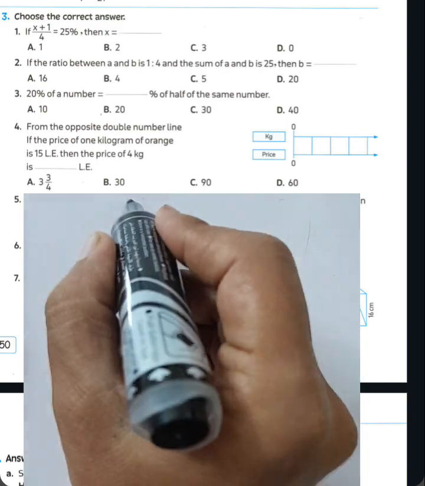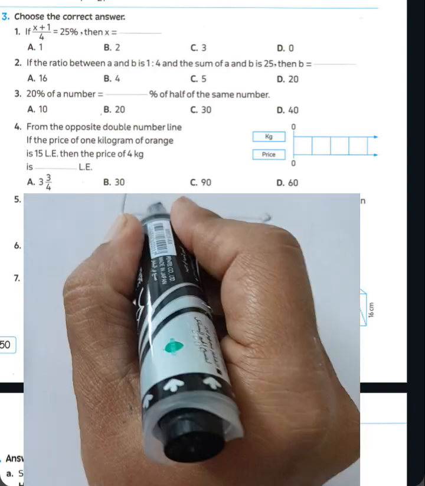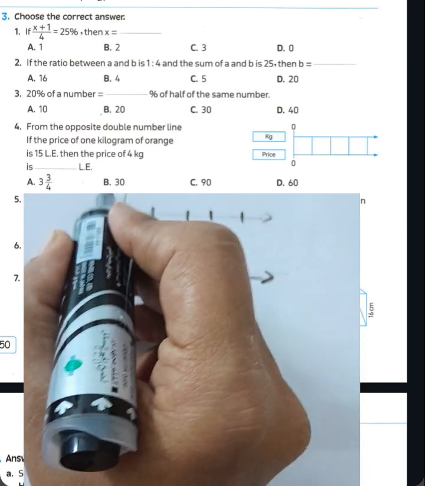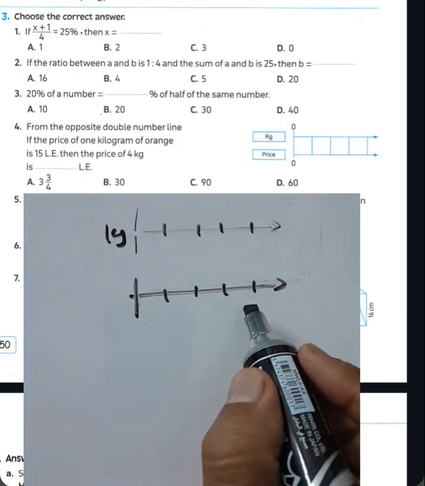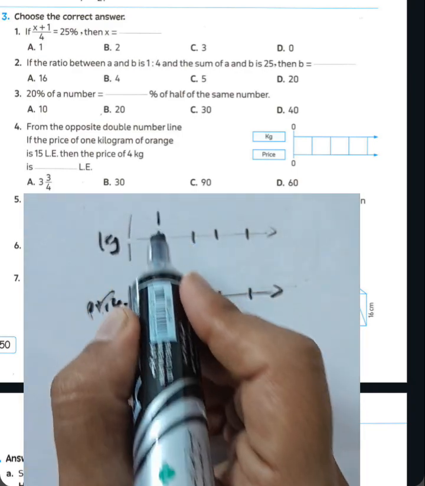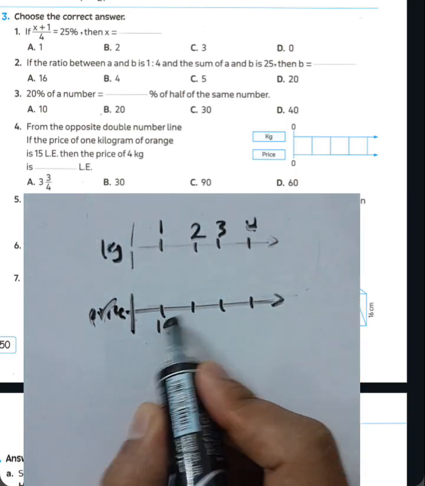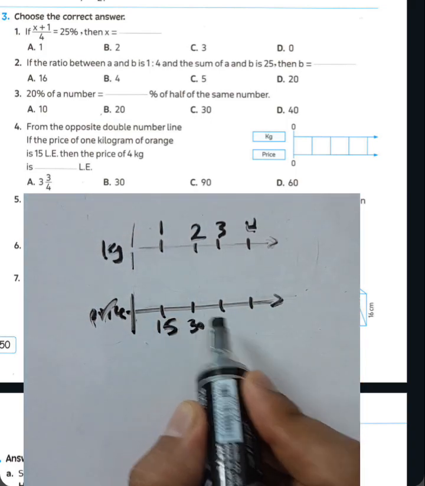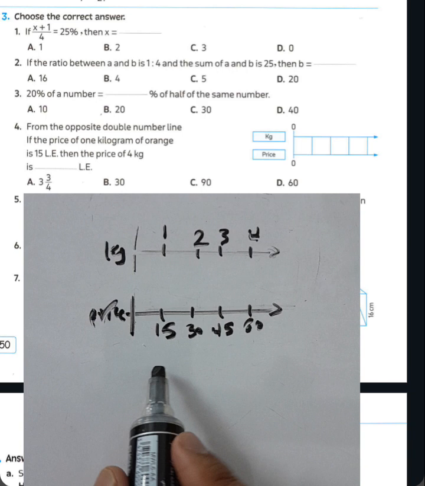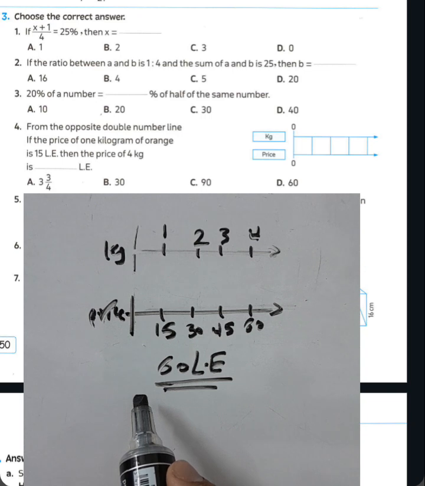You can complete this double number line here. We have 0 kilogram and here price. He tells us 1 kilogram is 15, right? 2, 3, 4. 15 all the time. 15 plus 15 is 30, 45, 60. Then the result will be 60 Egyptian pounds. Choose letter D about question number 4.